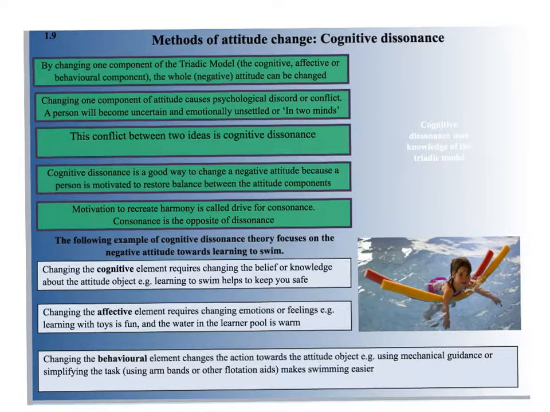Or we could be changing the behavioural element, which changes the action towards the attitude object. For example, using mechanical guidance, as we've just said, or simplifying the task using armbands or other flotation aids makes swimming easier. Now, if we can change any of them, we're going to get a positive attitude towards swimming.